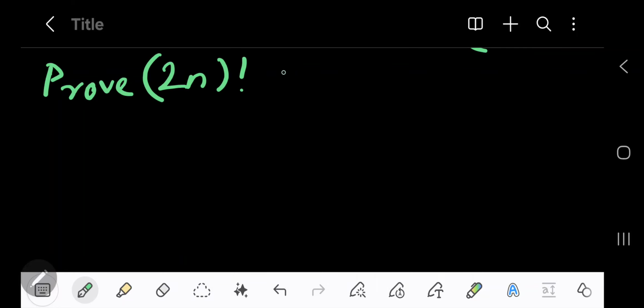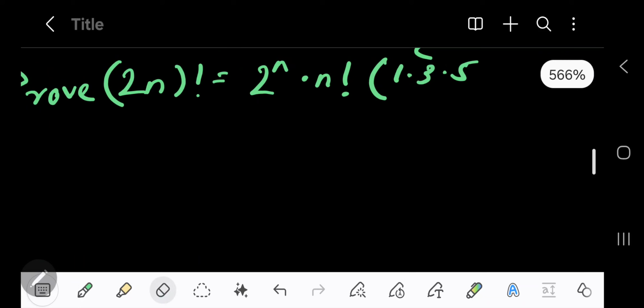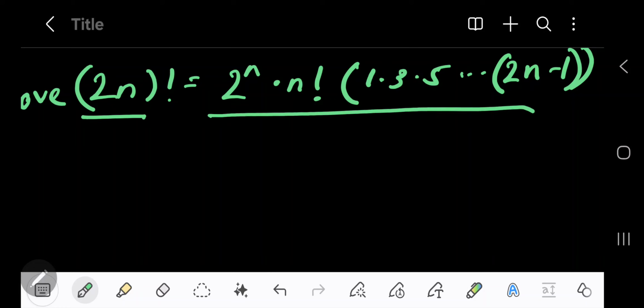Our next question is: prove that (2n)! equals 2^n times n! times the bracket 1 into 3 into 5, and so on till 2n minus 1. So you have to prove this is equal to this. How will we do this?